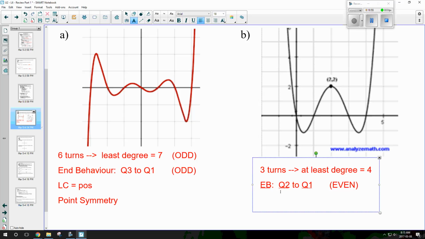So now that we know that it's even and our end behaviors are both up, 2 to 1, for our end behavior to be up, that means our leading coefficient for even must be positive. And then let's take a look for some symmetry. If we draw a line straight down through that point in the middle and we fold it over top of that line, it's exactly the same on both sides. It's symmetrical on both sides of that line, so it has line symmetry.